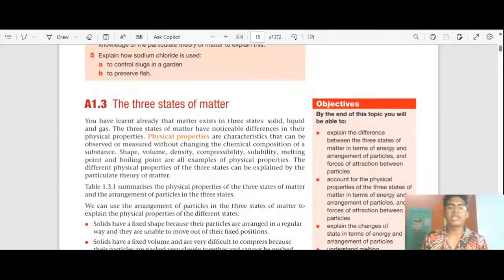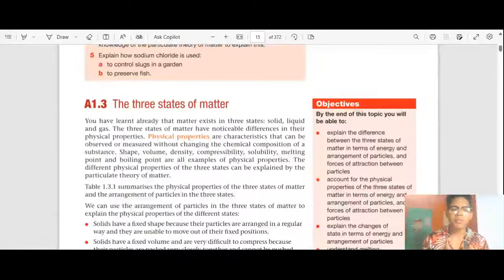You have learned already three states, namely solid, liquid, and gas. The three states of matter have noticeable differences in their physical properties. And you might ask the question, what are physical properties? Physical properties are characteristics that can be observed or measured without changing the chemical composition of a substance. Shape, volume, density, compressibility, solubility, melting point, and boiling point are all examples of physical properties.